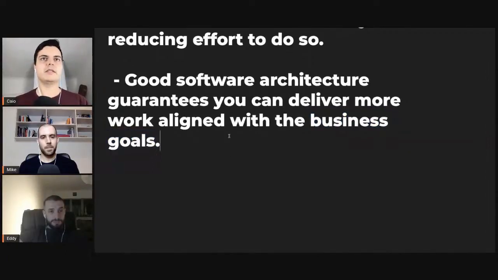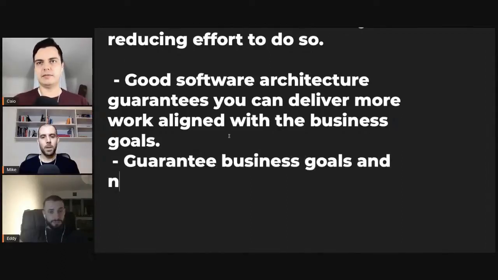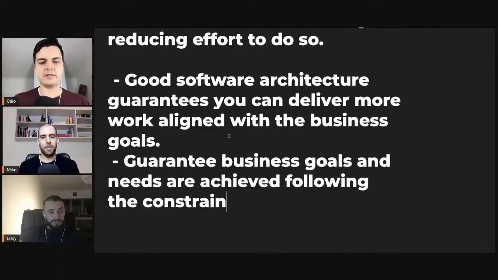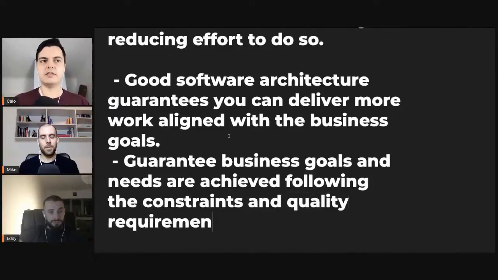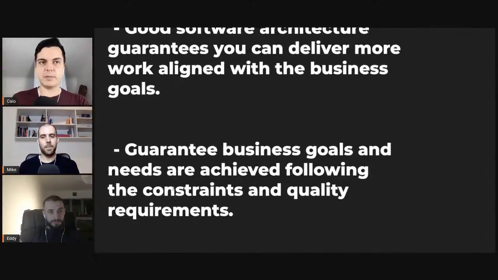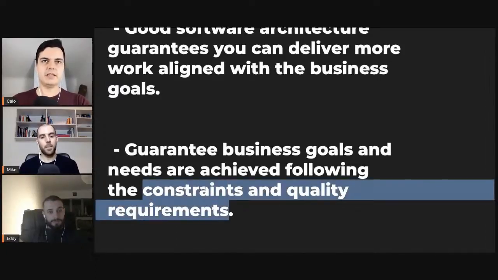Now you need to guarantee the business goals and needs are achieved following strengths and quality requirements. For example, they might say, well, we want this application to work offline. It's completely different than an application that doesn't need to work offline, that is only online. This is one constraint or quality requirement they may have as the business goal. It should work offline. The whole application, or only the checkout should be online.